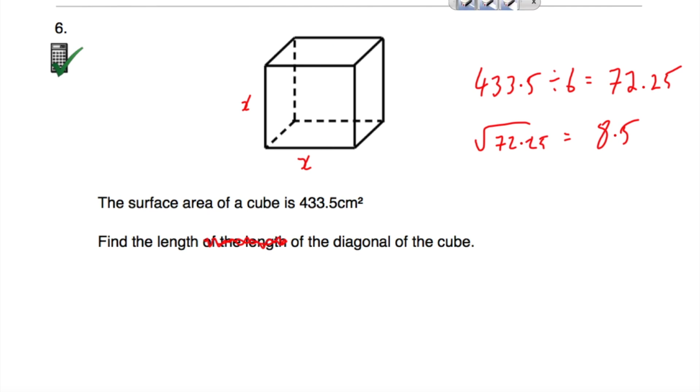So let's write that down. So that means that this would be 8.5. It would mean that the height is 8.5. It would mean the depth is 8.5 and so on. Okay, so now we know the side length of this cube. Now let's find the length of the diagonal. So we want to find the length of the diagonal.